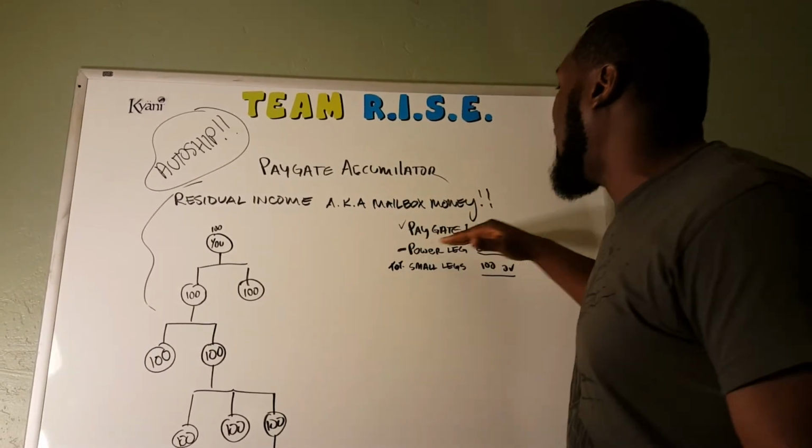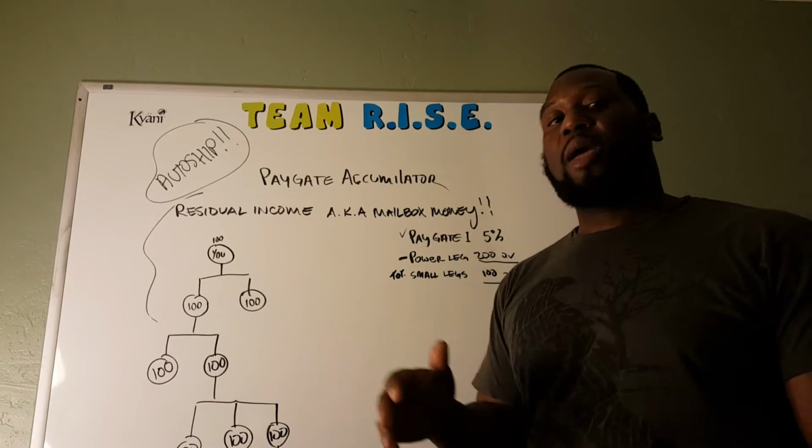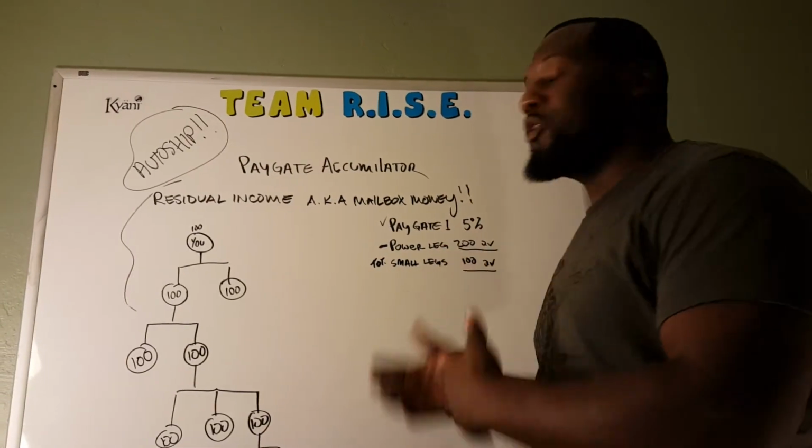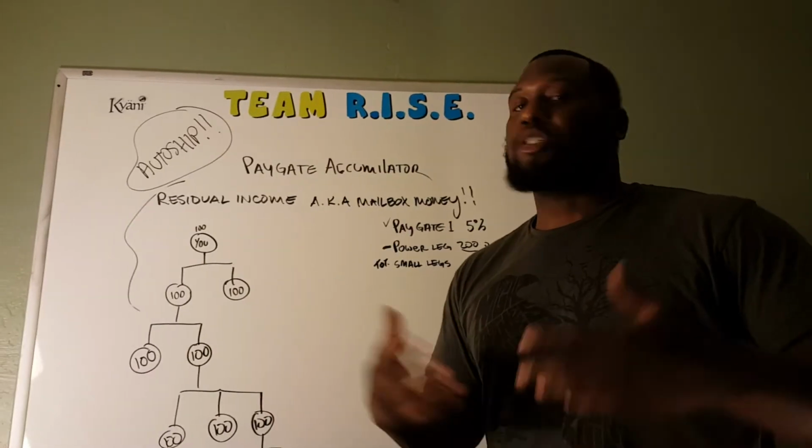Okay, so now what we're going to stick with when we talk about the pay gate accumulator, we're going to use example pay gate 1. Now all the other pay gates work relatively the same, so we can stick with one and you should be able to get how the other ones work just the same.